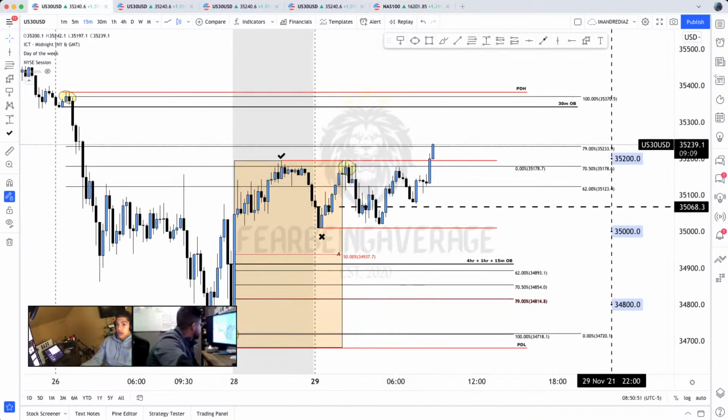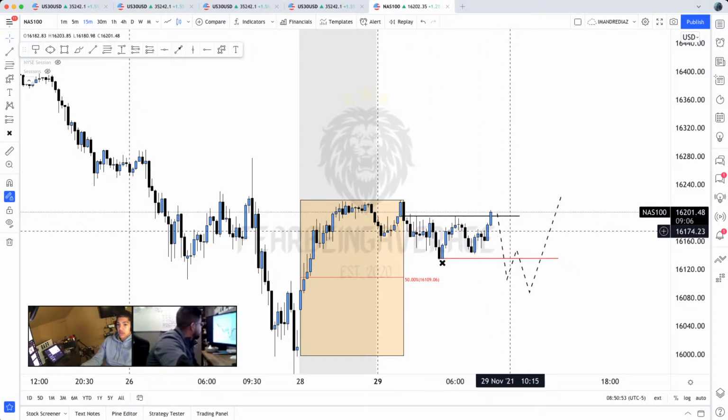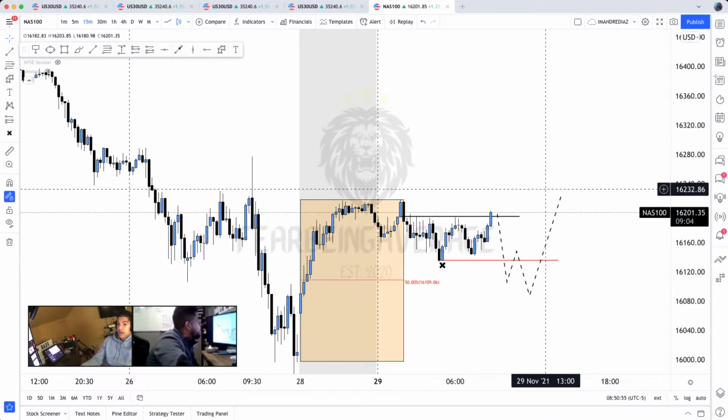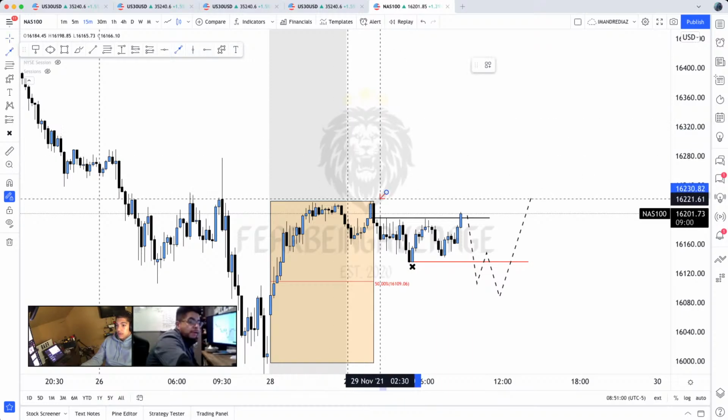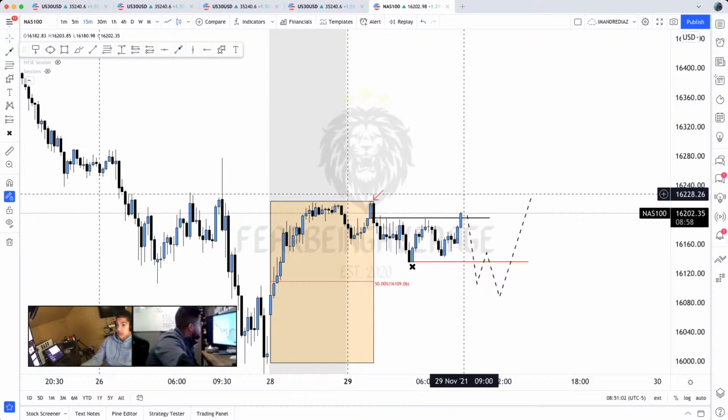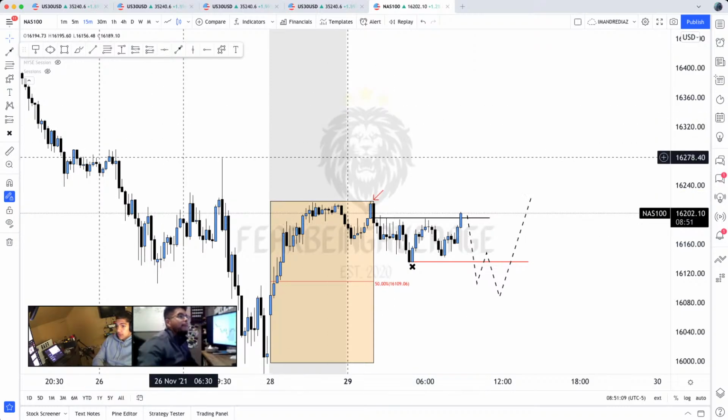Yeah, that's what I'm saying. I at least want to see a reaction here. And if it starts to reject going into 9:30, if this high is still intact up here, I could possibly anticipate this is going to start to drop. But we just have to wait and give it time, because right now it's really pushing strong. We just have to wait and see.